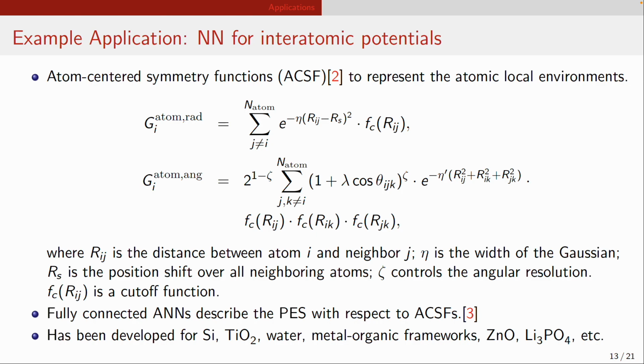In the NNP, you have fully connected artificial neural networks mapping the atom-centered symmetry functions to the potential energy surface, in other words, the energy and forces on each atom. Once you fit them, you can use this to run simulations by predicting energies and forces for any arbitrary arrangement of atoms. And this has been very successful.